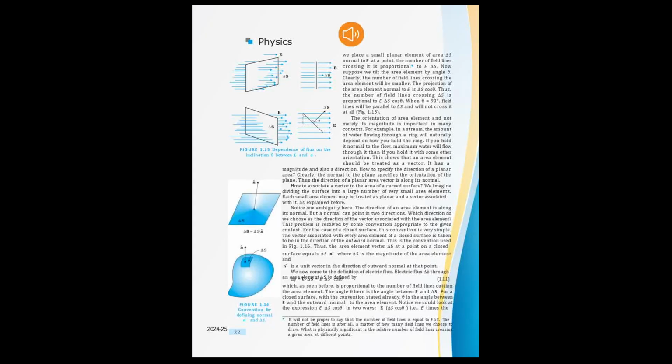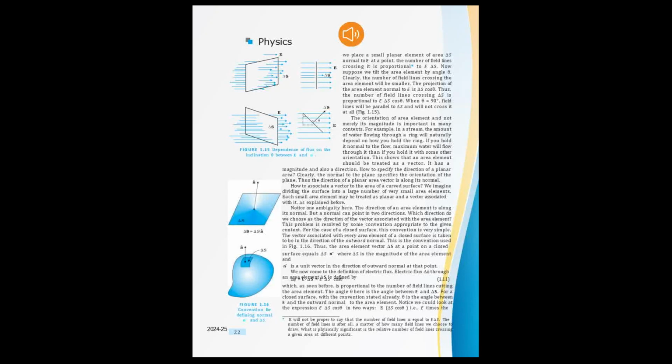We now come to the definition of electric flux. Electric flux delta phi through an area element delta S is defined by delta phi equals E dot delta S, which is equal to E delta S cos theta, which as seen before is proportional to the number of field lines cutting the area element. The angle theta here is the angle between E and delta S. For a closed surface with the convention stated already, theta is the angle between E and the outward normal to the area element.